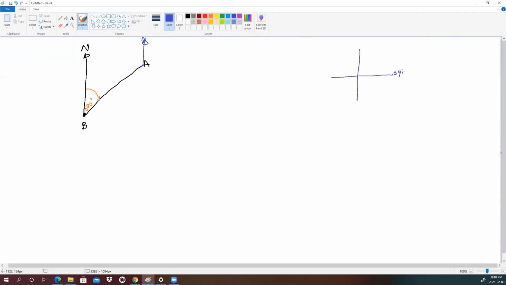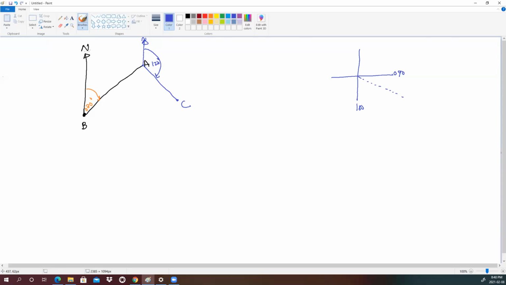So if this is 90 and this is 180, 120 should be somewhere right here. So I'm going to put my 120 sort of like here. So my point C is that, and C is measured from this north in a clockwise direction, and it is 120 degrees, right? So this is just interpreting the question.